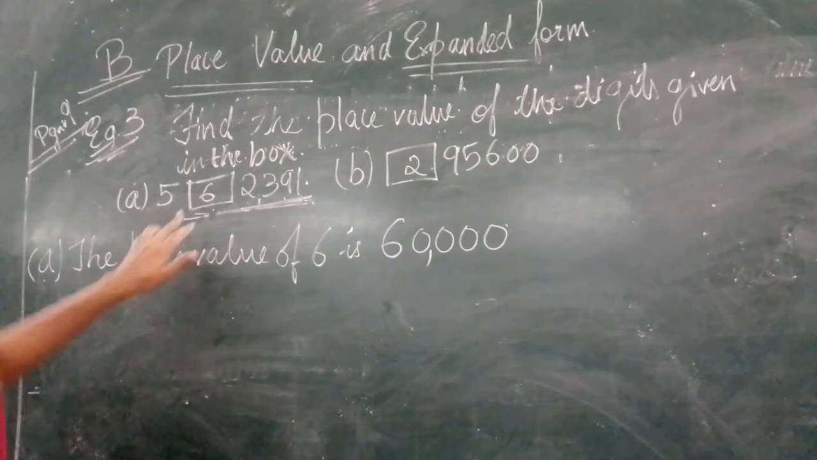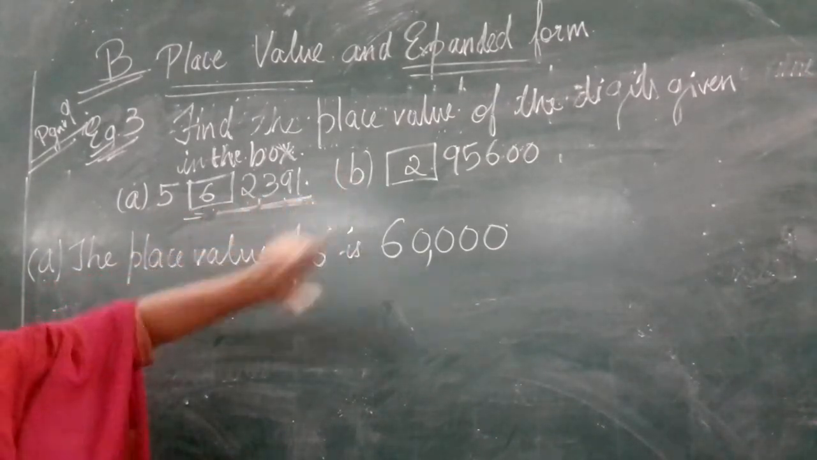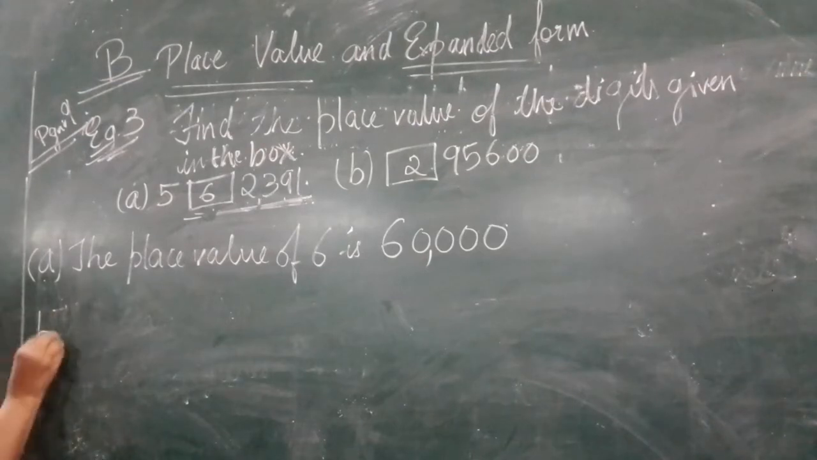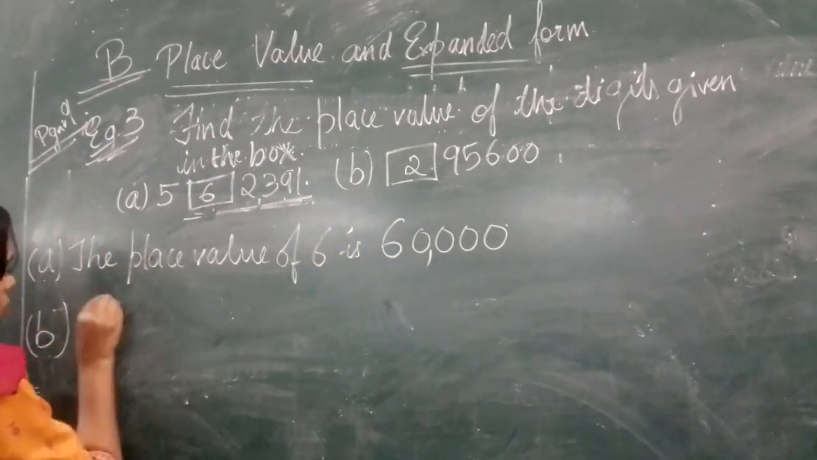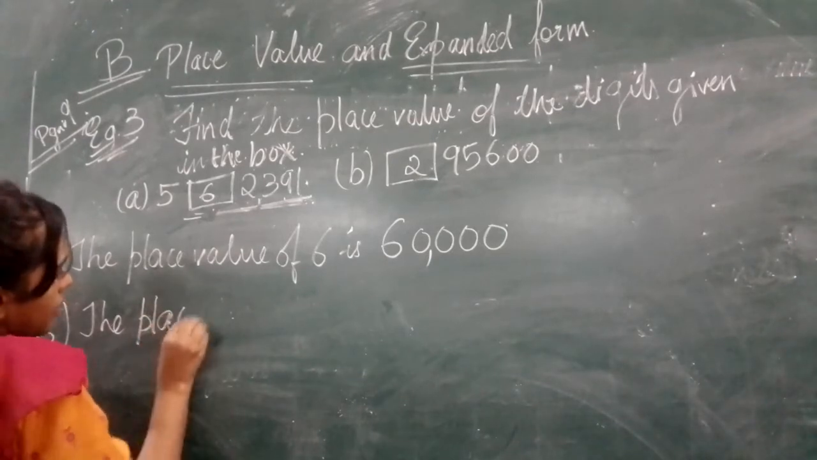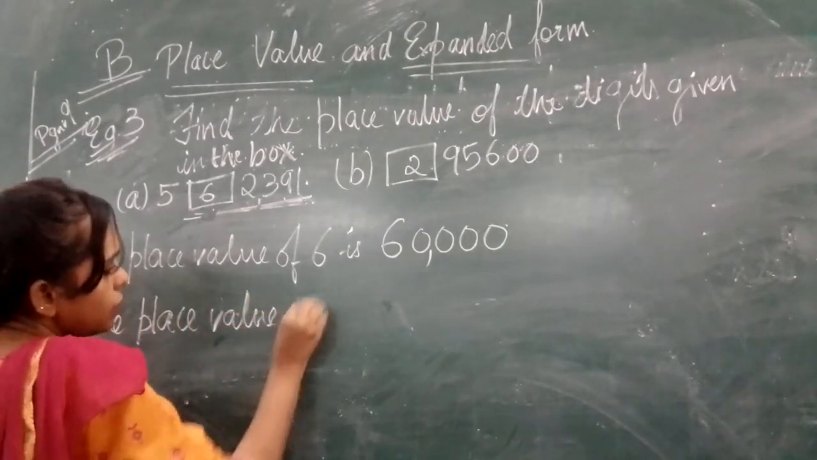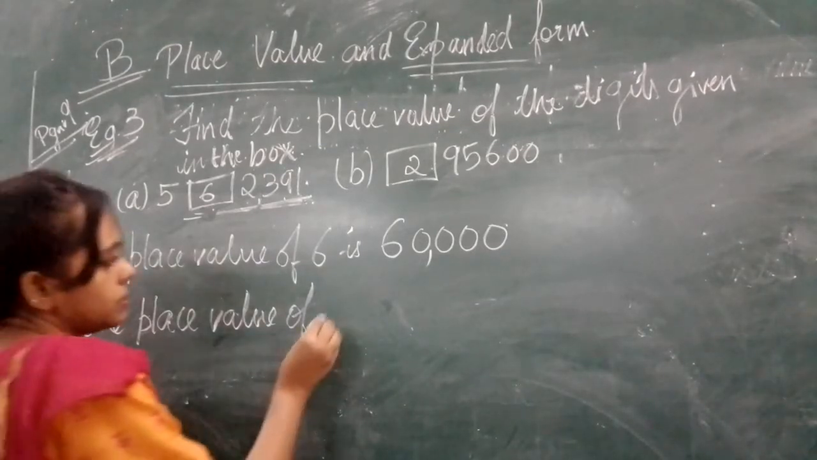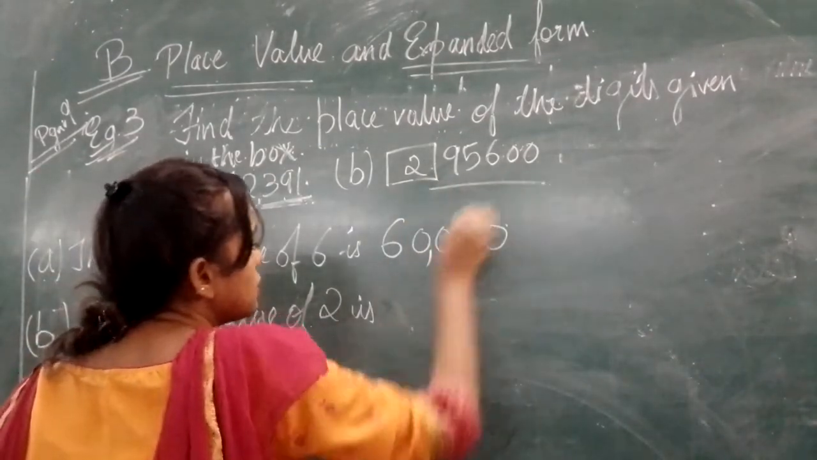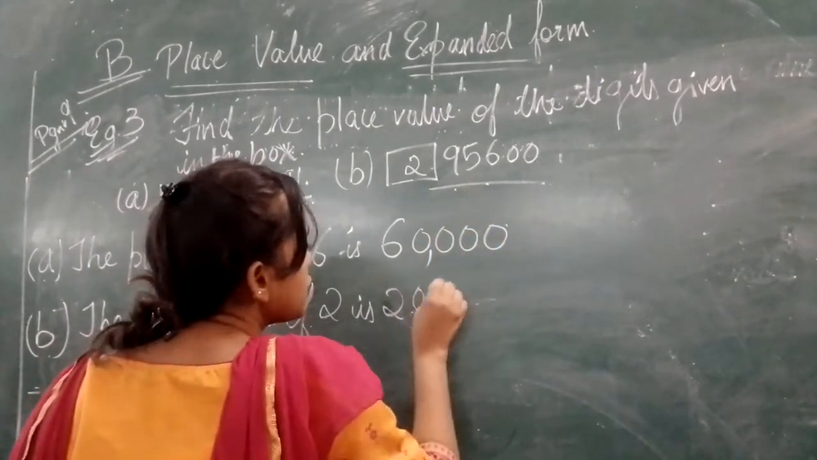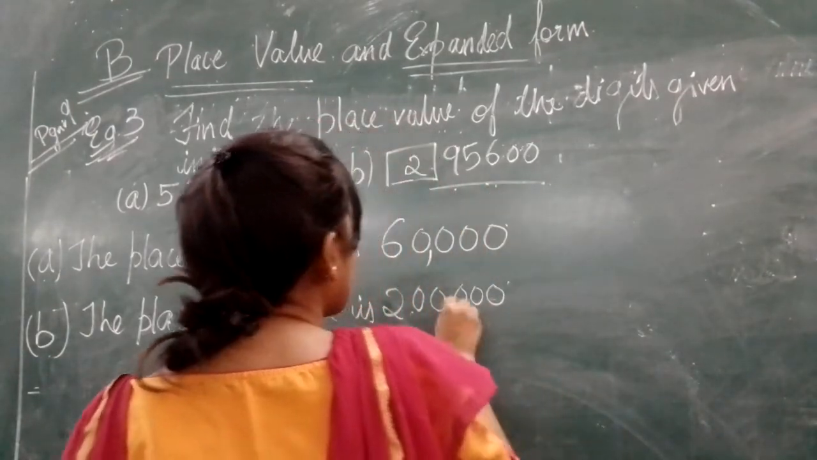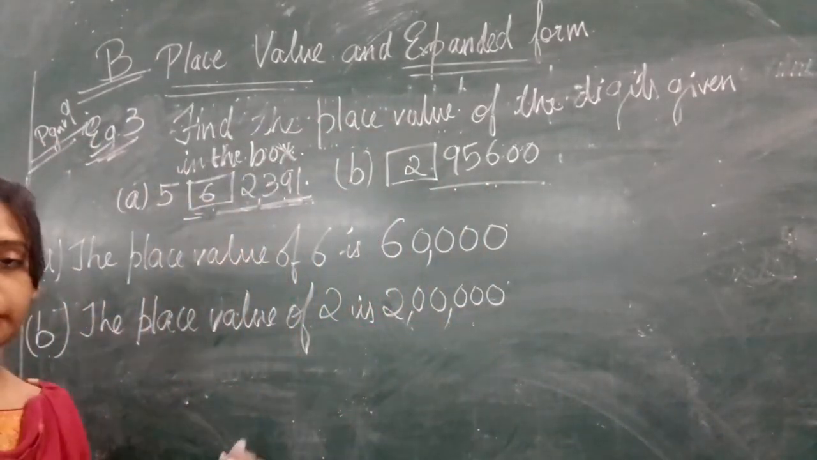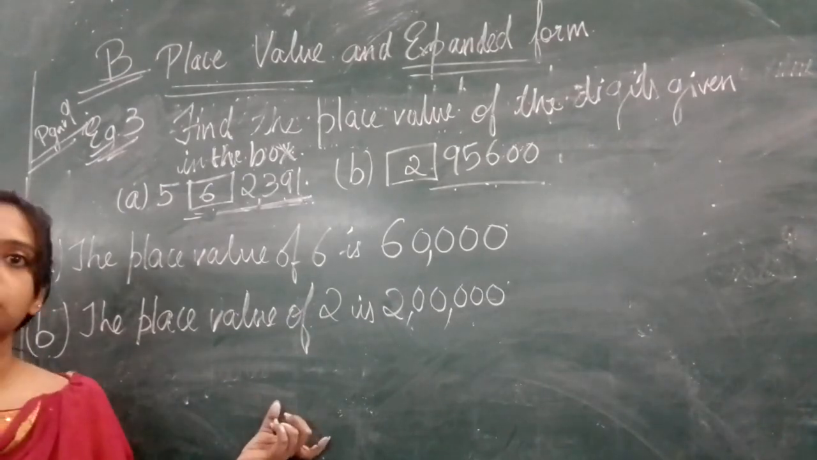How will you write it? 6, then 0, 0, 0. Okay. Then again the next question. The place value of 2. Okay. So the place value of 2 is how much? Then again 0, 0, 0, lakhs. So the place value of 2 here is 2 lakhs.